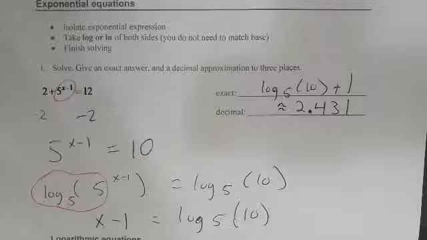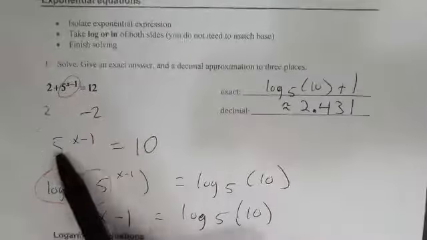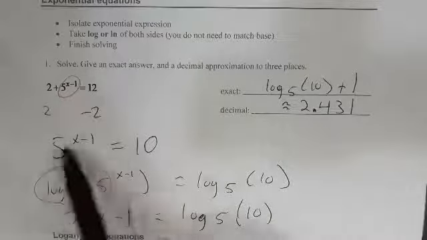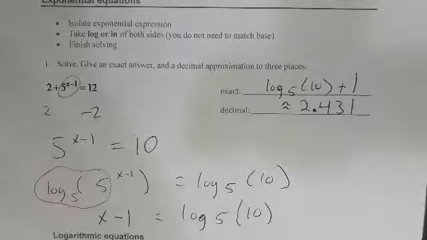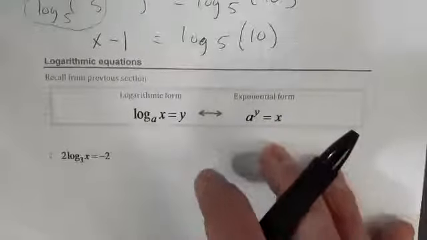So again, it's the same sort of approach as when we were solving other functions that looked weird. We get the weird guy by himself, we isolate him, then we do the thing that undoes him. The thing that undoes an exponent is a log. And so that's their example of an exponential equation. Now we're going to go into logarithmic equations.